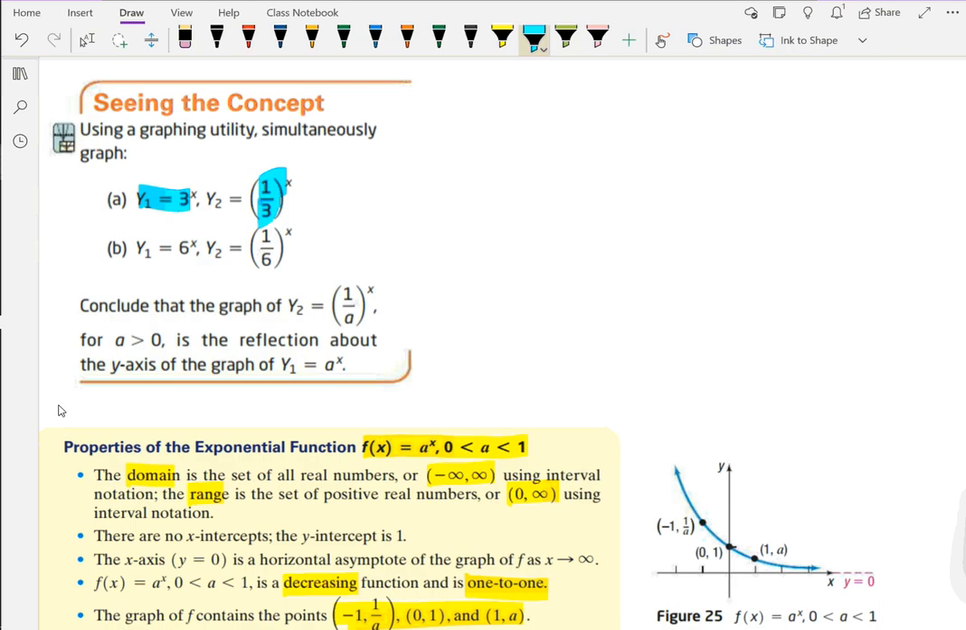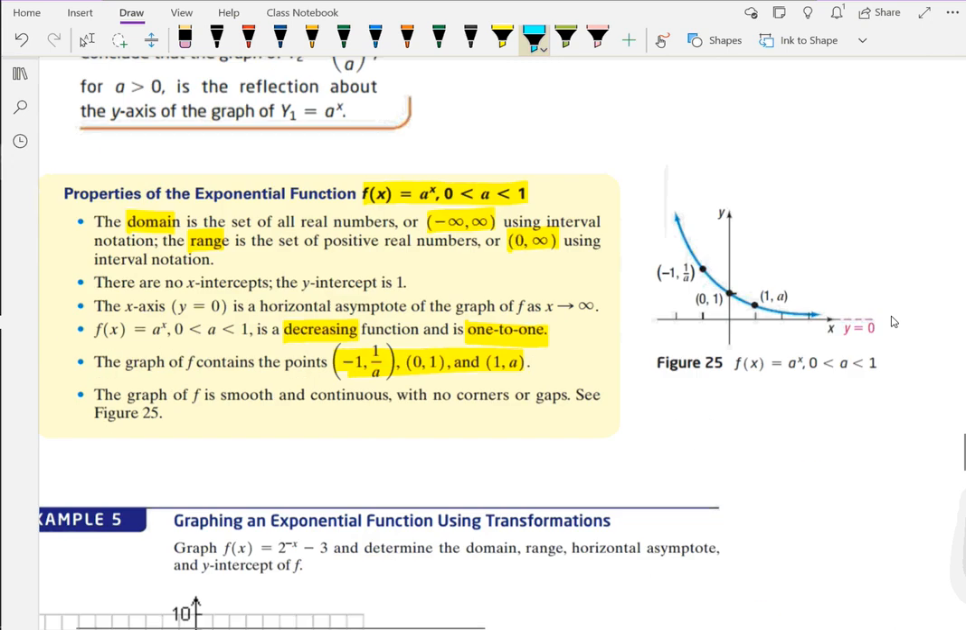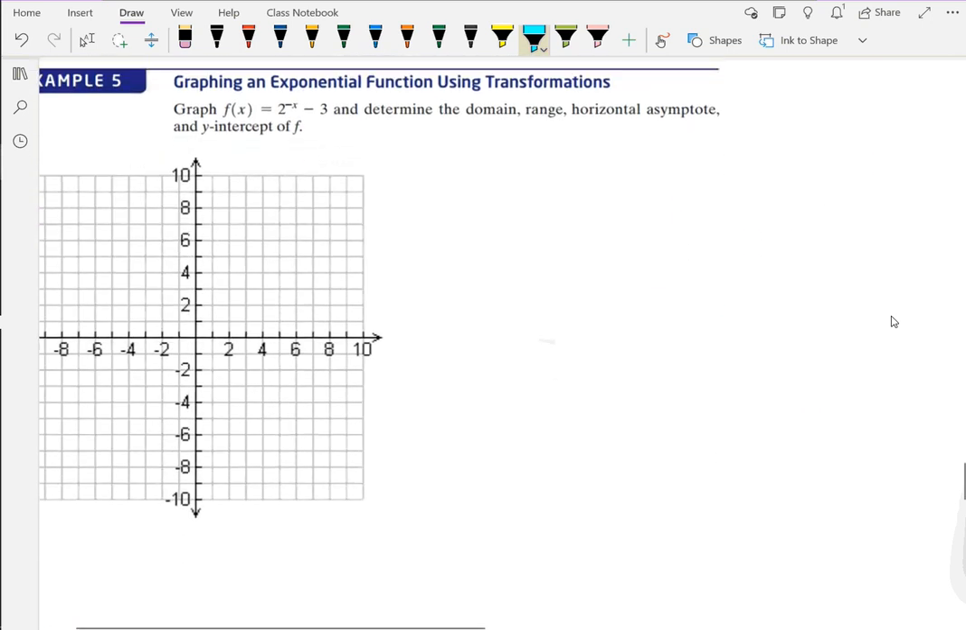And the other thing to take a look at is that y sub 2, which is 1 over a to the x, would be the reflection about the y-axis of a to the x. So these values do flip-flop. Let me bring this back up over here. Notice these values flip-flop across the y-axis. The y-axis is the axis of symmetry in this particular case. Okay, so let's move on here.